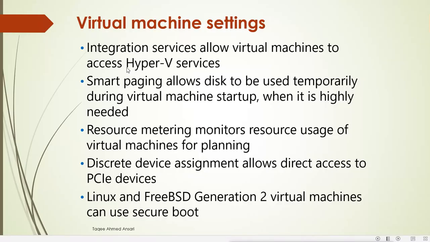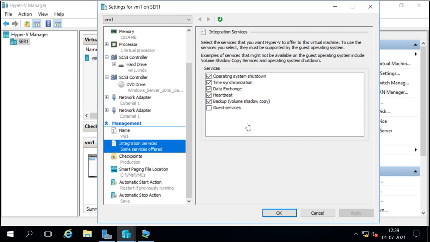What the integration service does is it allows the virtual machines to access Hyper-V services. Through this, the virtual machines can access the Hyper-V services. These are services like operating system shutdown, time synchronization, data exchange, heartbeat, backup with the volume shadow copy, and also some guest services.